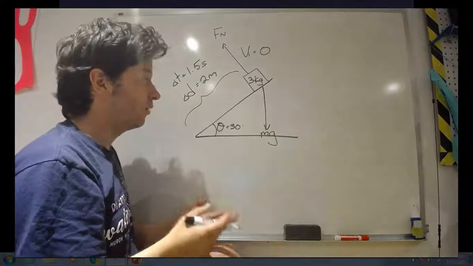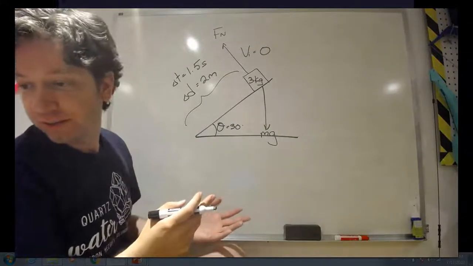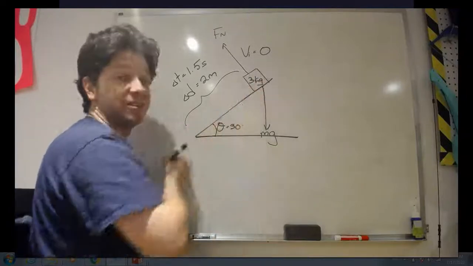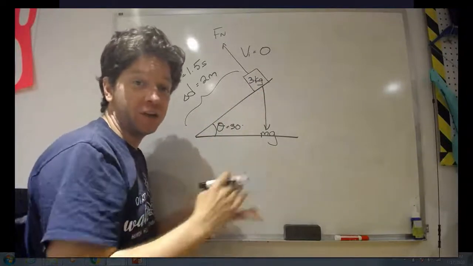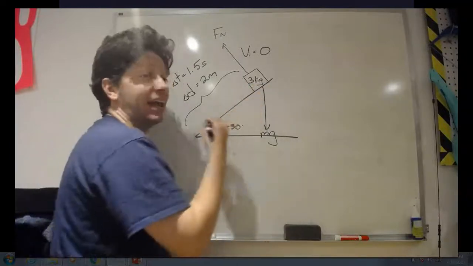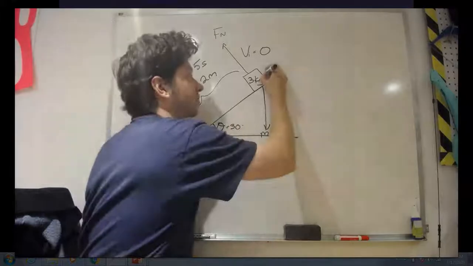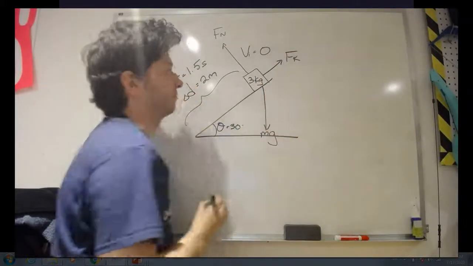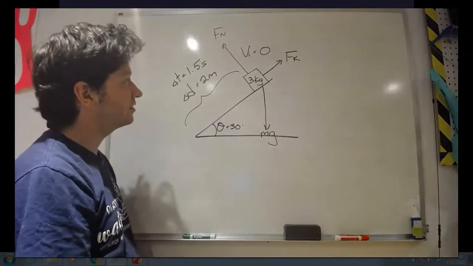And now we have friction. It doesn't tell us what the coefficient of friction is, but if it's sliding down this way, if it's sliding on the surface, do we have kinetic or static friction? We have kinetic friction, and it's going to be opposing the motion, so this way. All right, so there's our diagram.